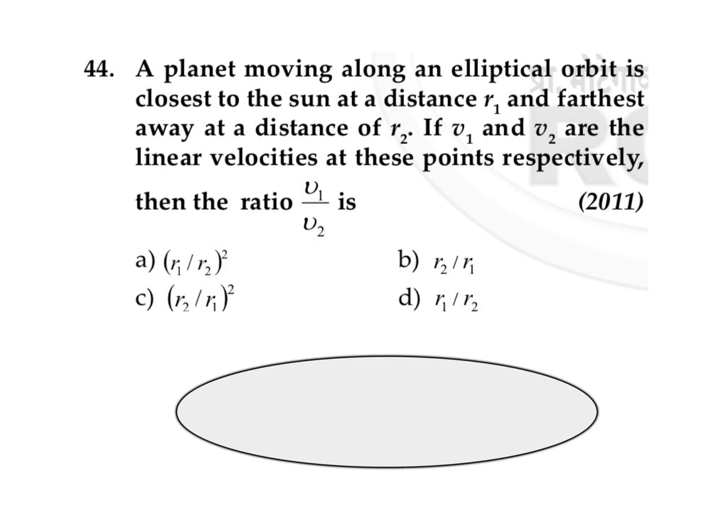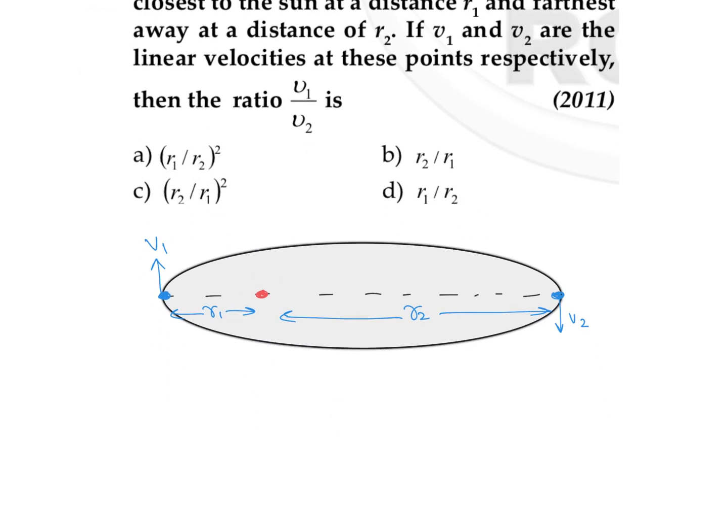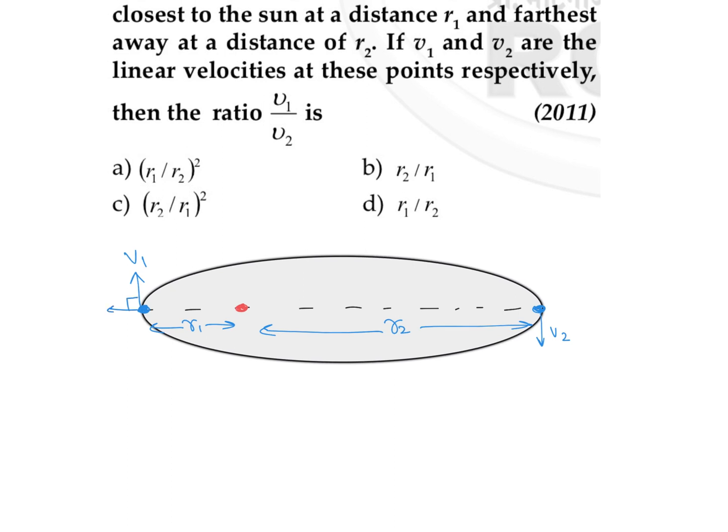So we know that in case of planetary motion, we can conserve the angular momentum. Let's say the Sun is at the focus, and the planet is revolving around it in an elliptical path. This distance we take as r1, the minimum distance, and when the planet is over here, the distance between Sun and planet is maximum, let's say that is equal to r2. In this situation it is moving with the velocity v1, and over here it is moving with the velocity v2. Now we can conserve the angular momentum.